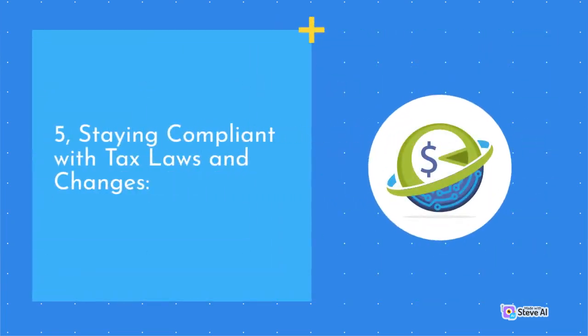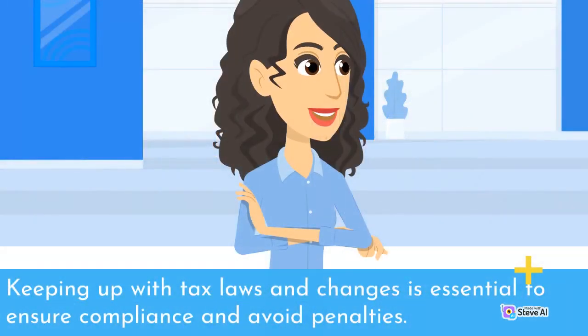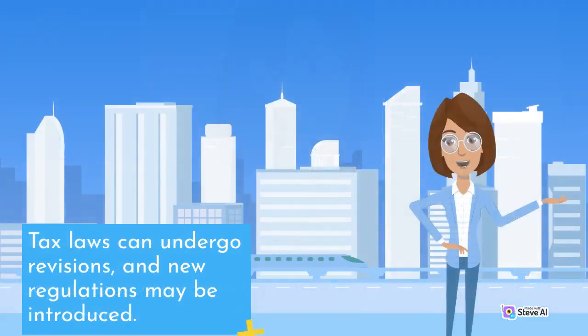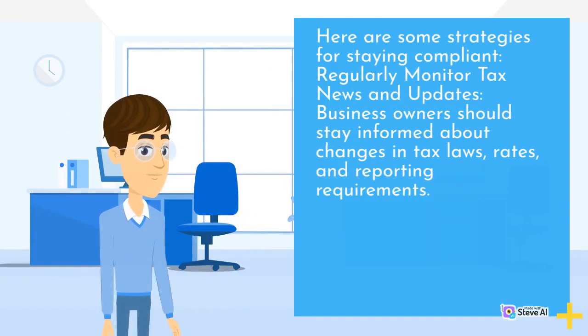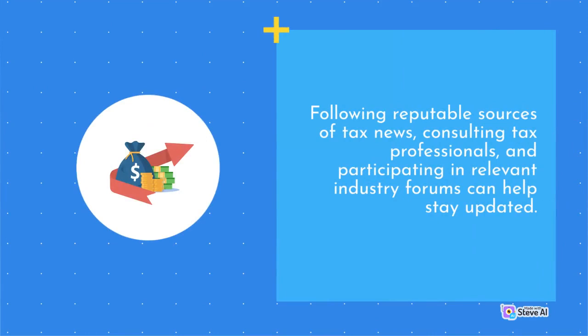5. Staying compliant with tax laws and changes. Keeping up with tax laws and changes is essential to ensure compliance and avoid penalties. Tax laws can undergo revisions, and new regulations may be introduced. Here are some strategies for staying compliant. A. Regularly monitor tax news and updates. Business owners should stay informed about changes in tax laws, rates, and reporting requirements. Following reputable sources of tax news, consulting tax professionals, and participating in relevant industry forums can help stay updated.